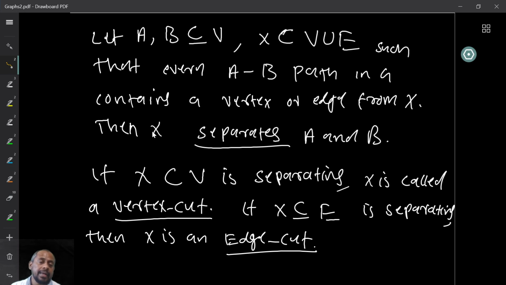Now, if X is just a subset of vertices instead of a subset of V union E, and it is separating, then it is called a vertex cut. Similarly, if a subset of edges is separating, it's called an edge cut. These are just some terminologies that we will need sometime.